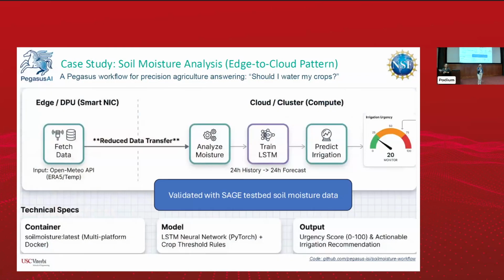We also did a number of examples with these patterns, but one also from soil moisture analysis. So this is something where you fetch the data from the soil moisture sensors, you analyze it, again, you train a model that can then predict whether you should irrigate your tomatoes or not.